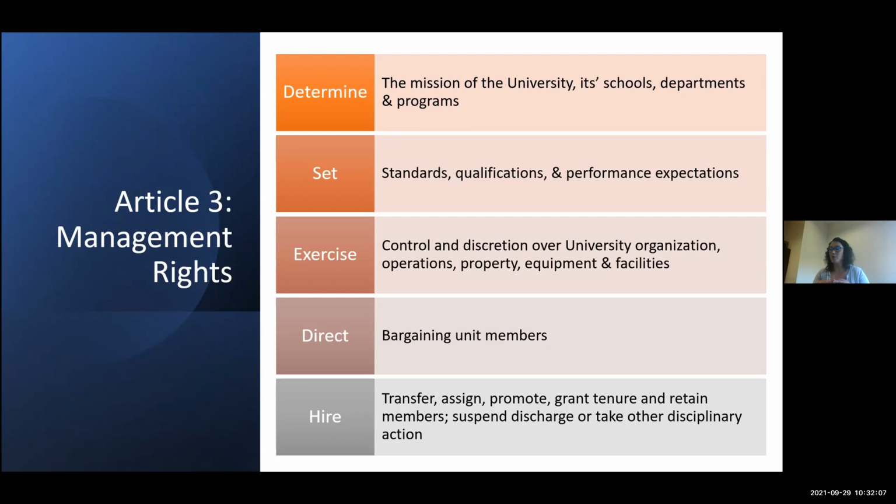Exercise control and discretion over university organization, operations, property, equipment, and facilities. Direct bargaining unit members, that's the supervision. Transfer, assign, promote, grant tenure, retain members, suspend, discharge, or take other disciplinary action. Now, there are collective bargaining agreement articles and policies that do dictate how we do these things, but what this is saying is it's administration's or management's decision to make. It's within our authority to make these decisions.